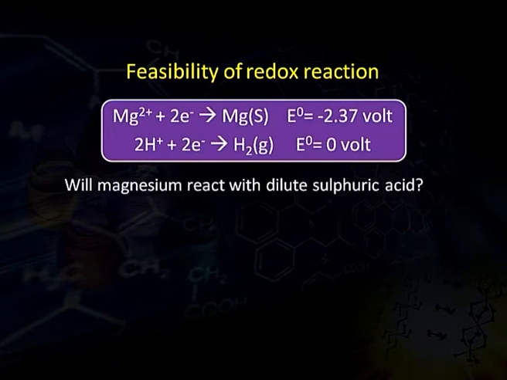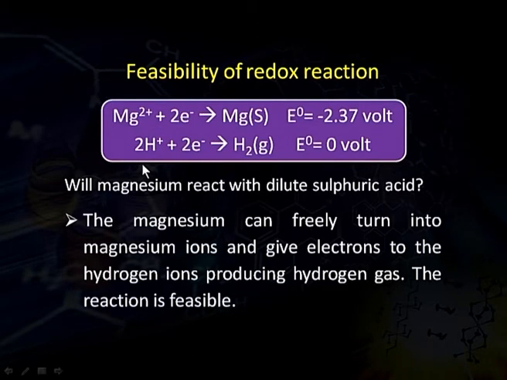Will magnesium react with the dilute sulfuric acid? These hydrogen ions are from sulfuric acid. Yes, the magnesium can freely turn into magnesium ion and give electron to the hydrogen ions, producing hydrogen gas. This reaction produces the hydrogen gas. Thus, this reaction is feasible in nature.